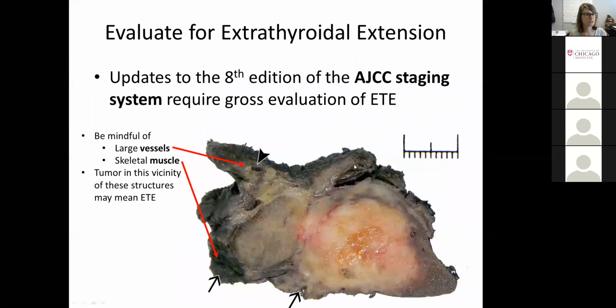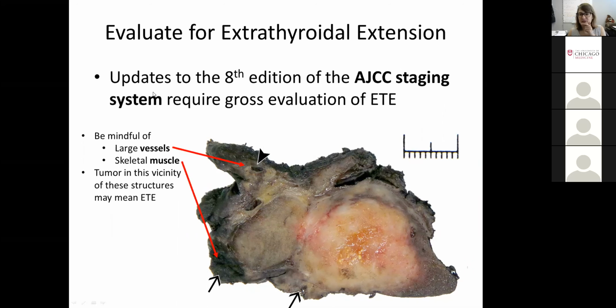Okay. All right. So other thing I just want to mention briefly is why have I now asked you to look for extrathyroidal extension? So this is due to updates in the 8th edition. Oh, I'm sorry, it's 9. If you have to leave, go ahead. This won't be long, but it will be recorded.